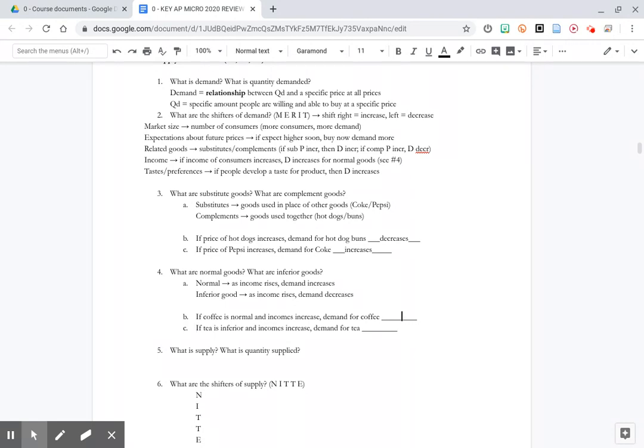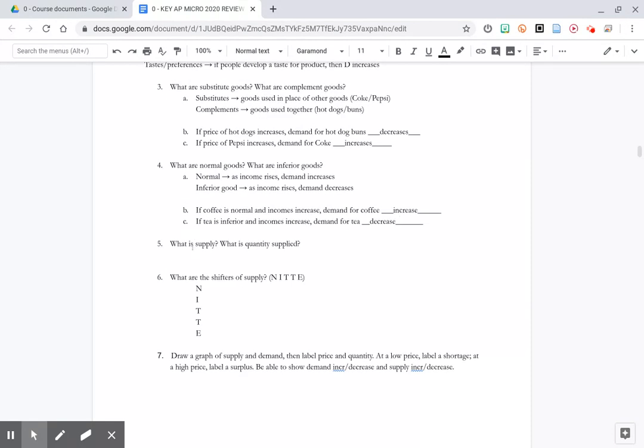And if coffee is normal and incomes increase, demand for coffee should increase. Again, my spelling's terrible. But if tea is inferior and incomes increase, demand for tea will decrease. And there are some goods that are considered inferior goods. It's not the quality of the good, it's more or less the way that the relationship operates with income.